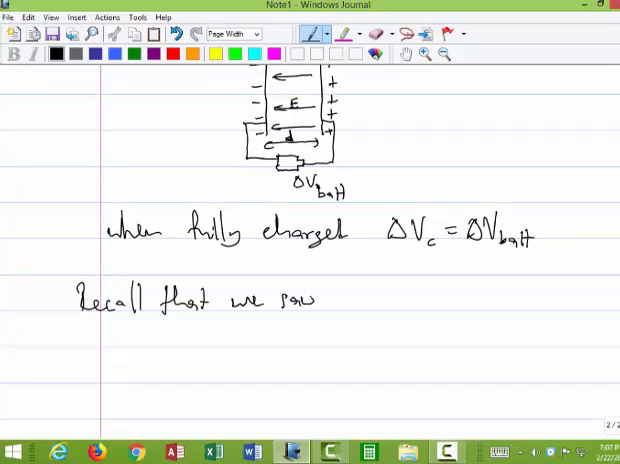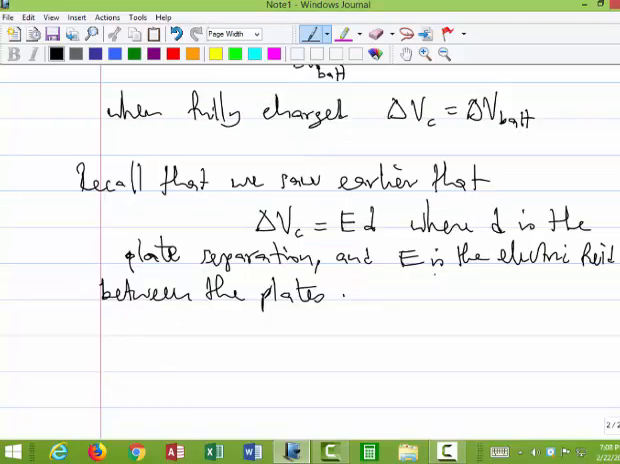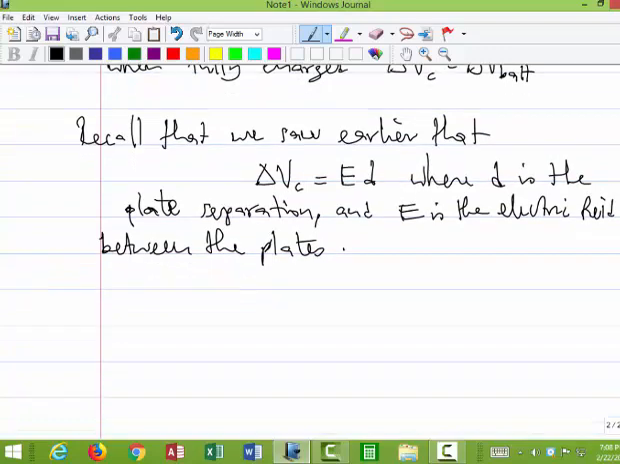Recall that we saw earlier that the potential difference across the capacitor is equal to the electric field times the distance between the plates, so we shall use that, where D is the plate separation and E is the electric field between the plates. So then we can continue.